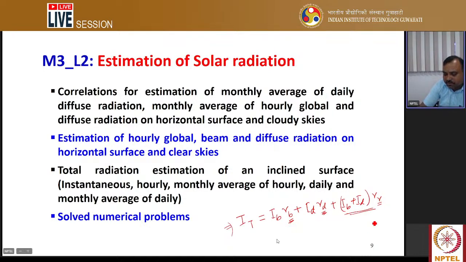When radiation is falling on the ground, it will reflect and it will contribute to the heat effect, right? So that's how it can be considered for calculation of radiation. And then also we have solved a sufficient number of numerical problems to get an idea how this can be estimated.